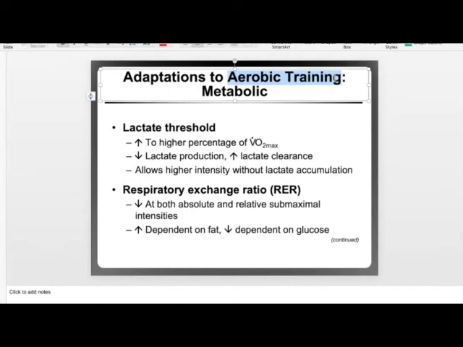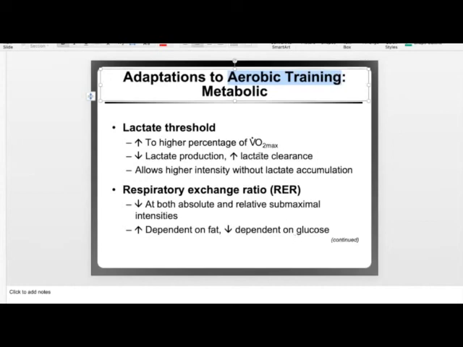If your respiratory exchange ratio goes closer to 0.7, what does that mean? That you're metabolizing fat. Right. So that's a big modulation to the metabolic process of an individual who's training.